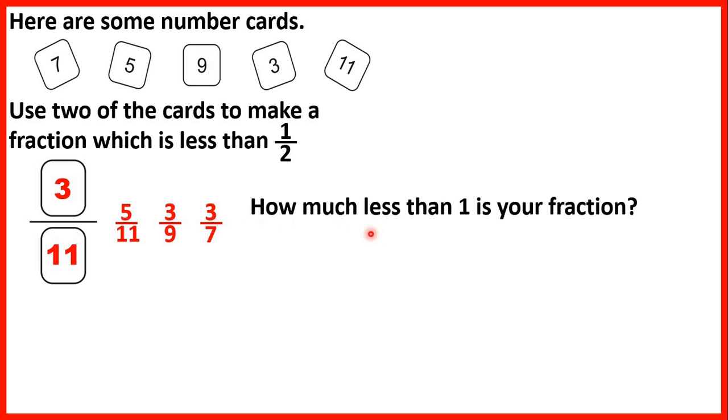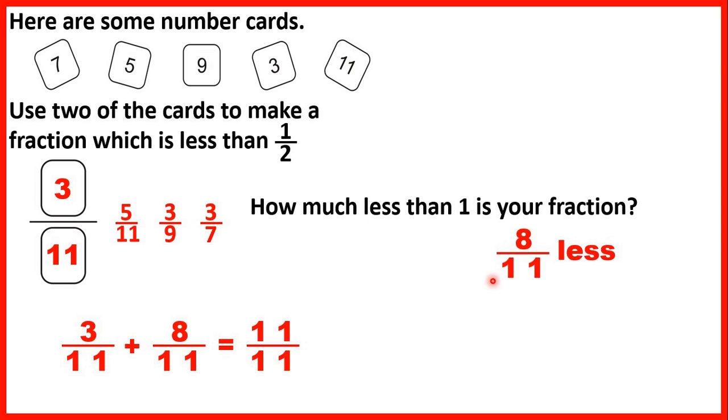But now, how much less than 1 is your fraction? So let's use 3/11ths. 3/11ths plus what is 11/11ths? Because remember, 11/11ths will be the same as 1. If a fraction has the same numerator and denominator, it will be the same as 1 whole. So 3/11ths plus 8/11ths is 1 whole, and that means it's 8/11ths less than 1.